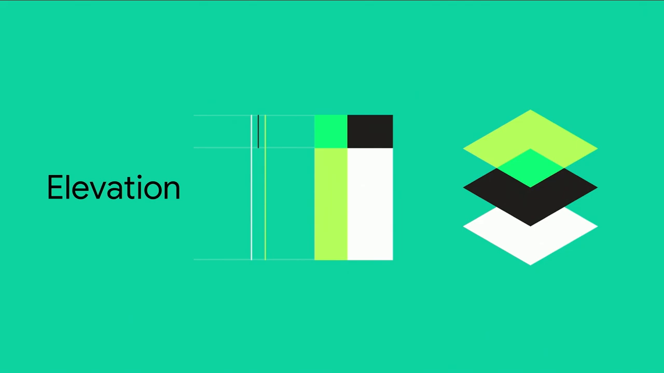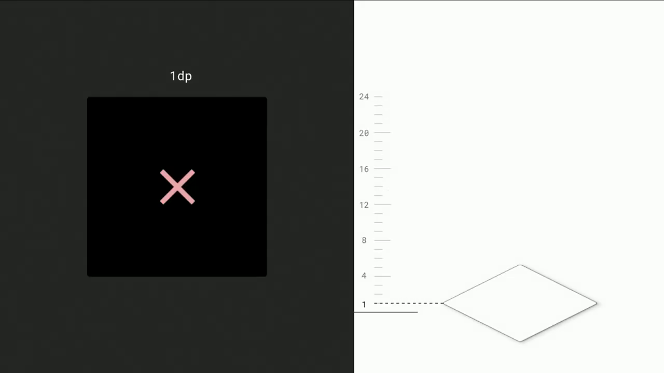I'm going to start today with elevation. In light mode, we use shadows to express elevation. The higher a surface gets, the wider of a shadow it casts. In dark theme, the same approach wouldn't work. It's hard to see a shadow against a dark background.